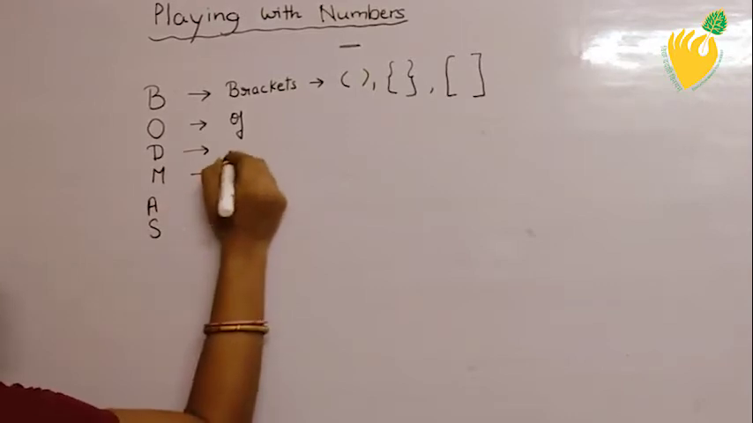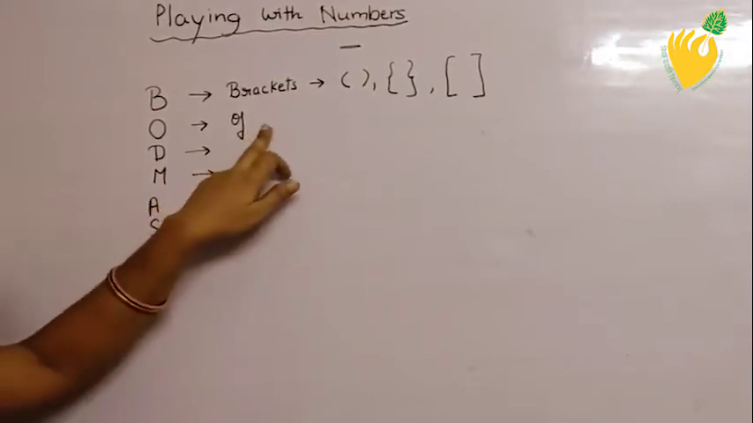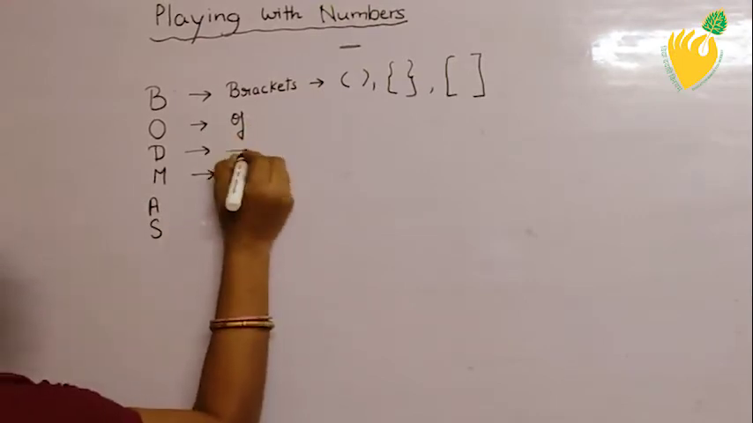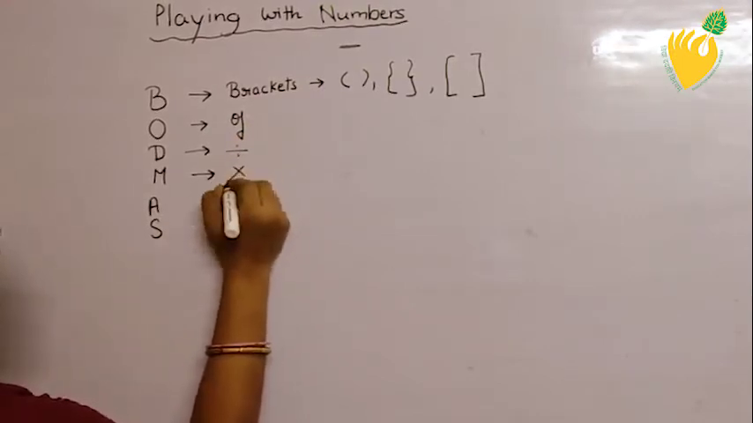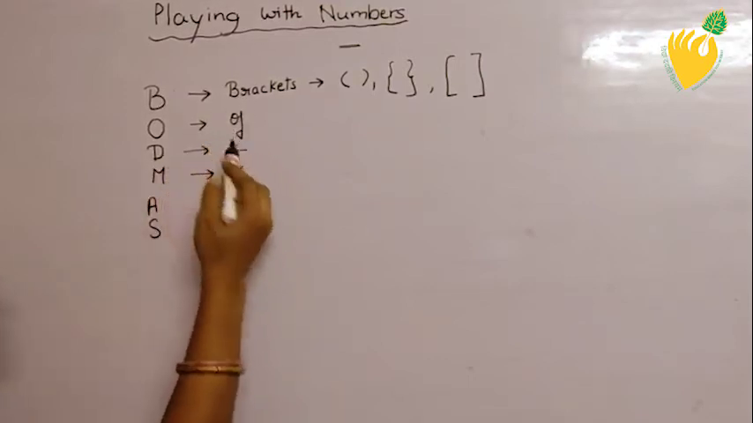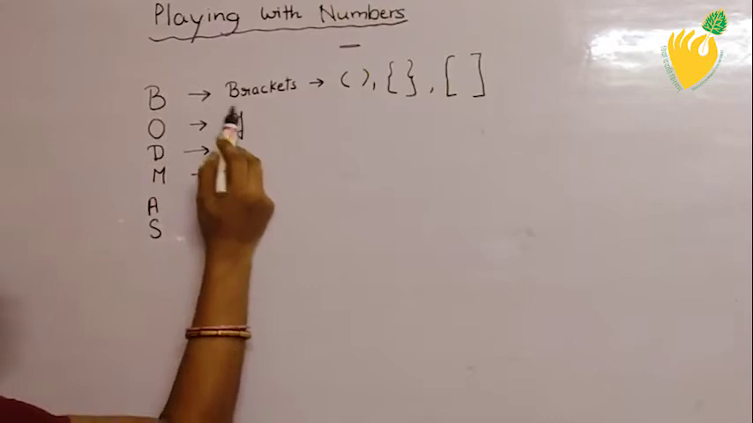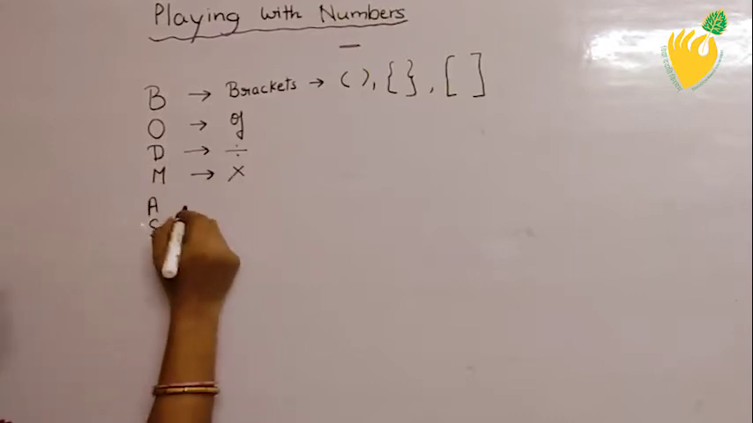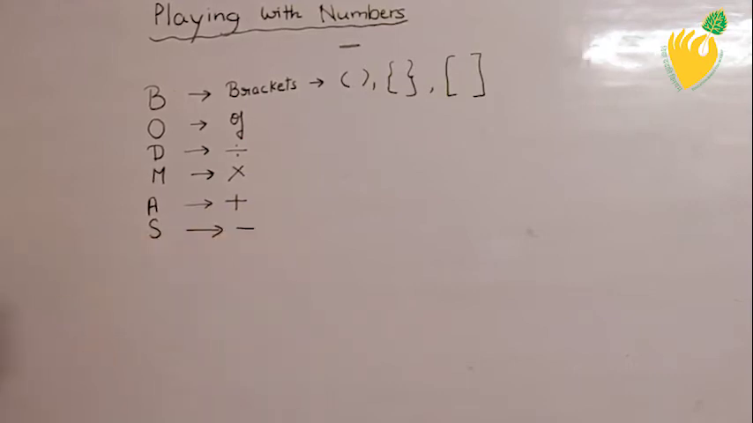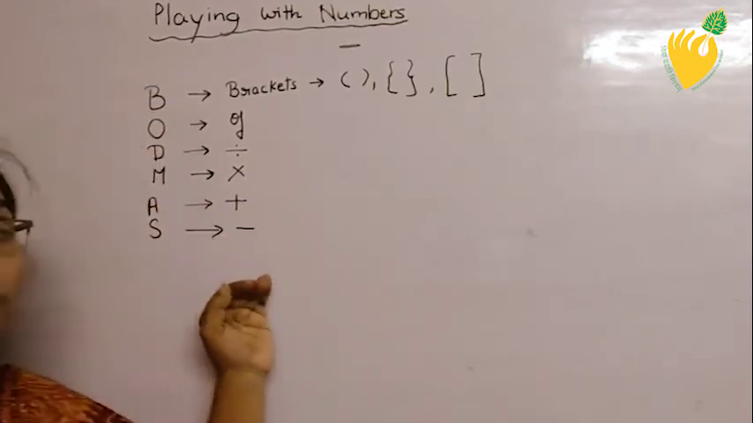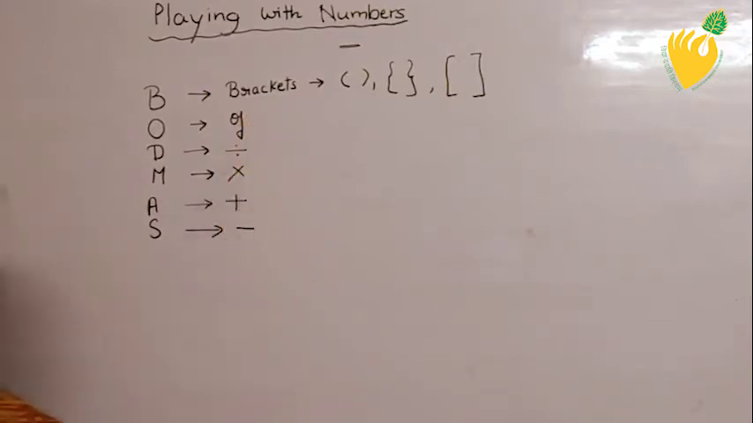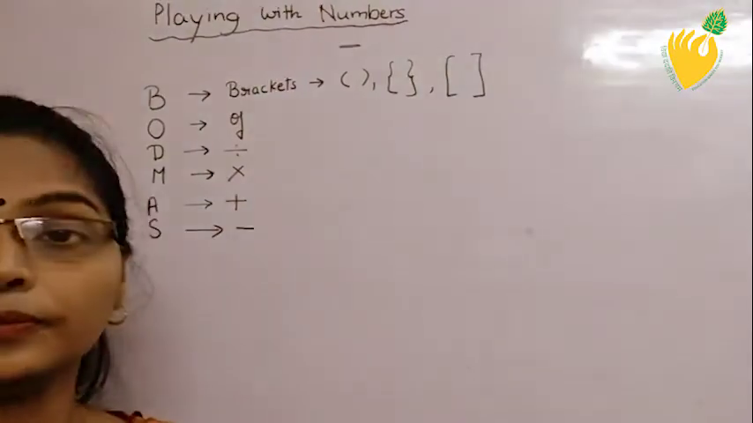But we solve this of before the multiplication. D for division, M for multiplication. See students, this is the multiplication sign and this is of. Of means multiplication, but we perform the operation of of before multiplication. A for addition and S for subtraction. So this is the sequence in which we solve an equation with the help of these mathematical operations.